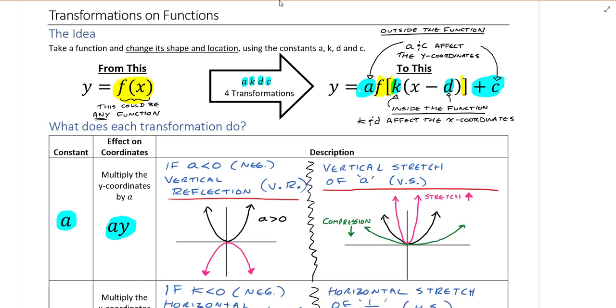And we're going to use short forms in our next notes. So instead of writing vertical reflection every time, I'm going to write VR. Instead of writing vertical stretch each time, I'm going to write VS. It'll help move things along a little quicker.